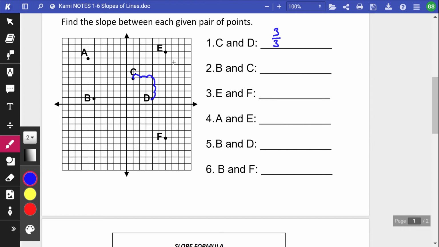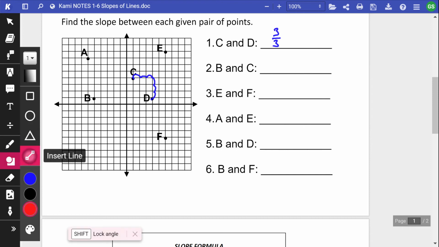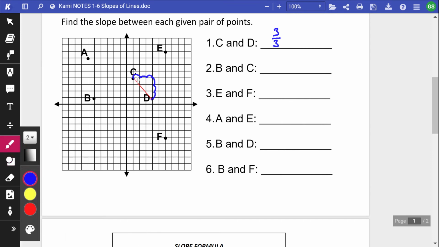Now I need to figure out, is that positive or negative? Like we said a second ago, if we go from left to right and it goes down, then it's negative. In this case, from C to D, we're going from left to right and going down. So this is going to be a negative slope. If your fraction will reduce to a whole number, then we want to go ahead and do that. So negative 3 over 3 reduces to negative 1. So the slope of points C and D is negative 1.